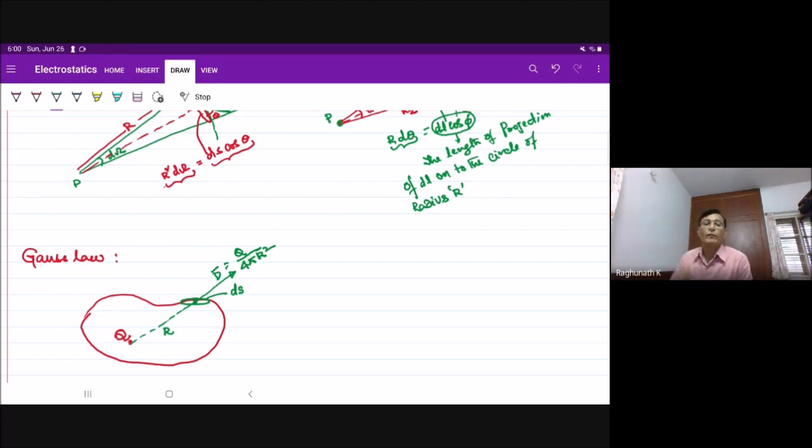I want to compute the differential amount of flux passing through this ds in the perpendicular direction, because I want to integrate outward normal flux. The flux density is not perpendicular to ds here. Whenever I want to calculate the normal flux passing through this ds, I should take the normal component of D bar, multiply that with ds, correct? It is not normal.